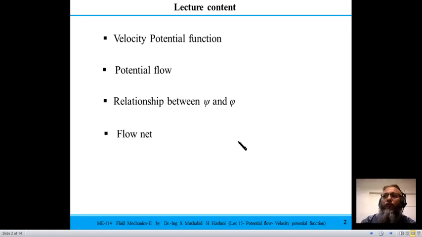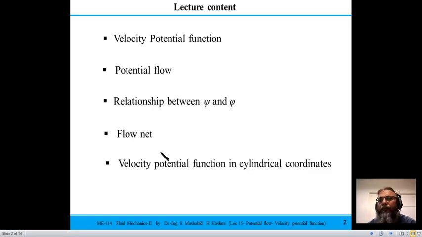Then the concept of the flow net would emerge, because these two functions represent families of curves, and how these families of curves are linked together is represented in one form. We call it a flow net, and it is quite a useful description of the flow, where we have an idea about how the fluid is flowing.